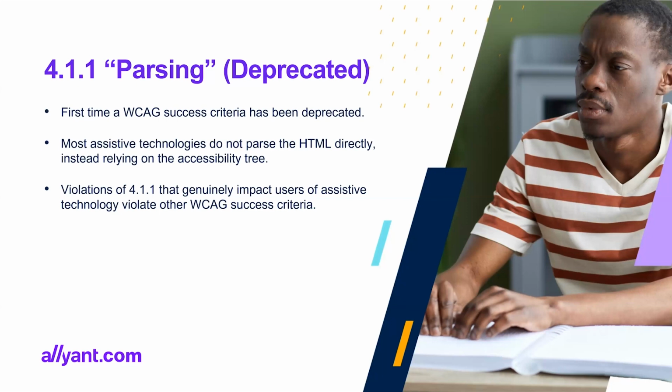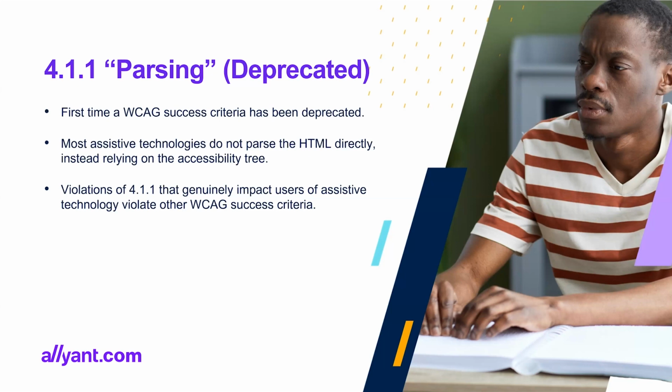And so even though 4.1.1 doesn't exist anymore, if you have an actual 4.1.1 violation that creates a real accessibility issue for a user, that is going to be covered by another existing WCAG success criteria. If you are trying to use a role attribute that does not exist, that's not valid, then you're going to violate 4.1.2. There are different examples like that. And that was a big part of the logic and why this particular success criteria was removed.